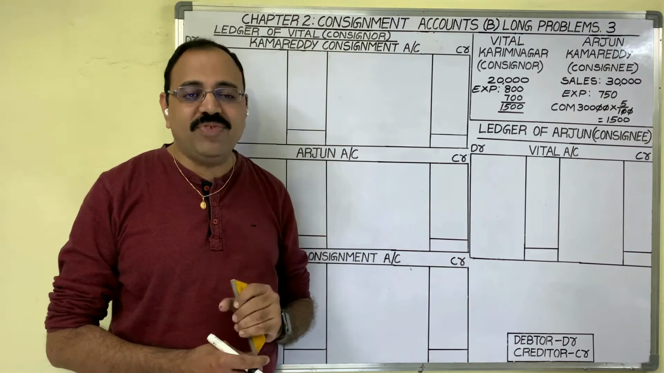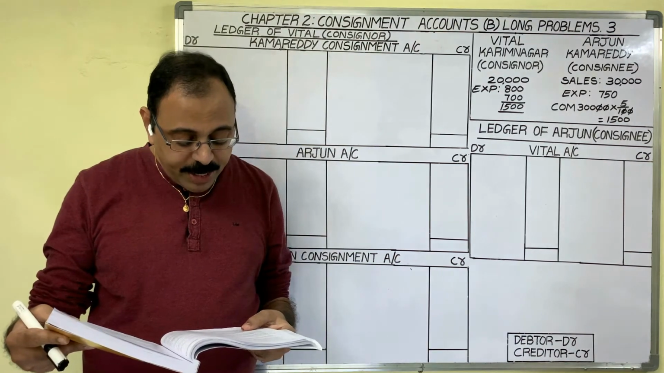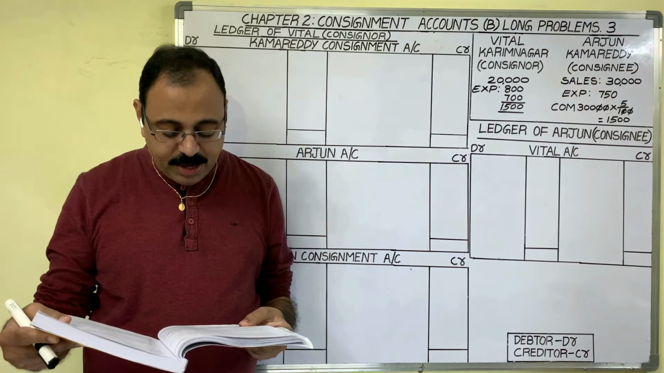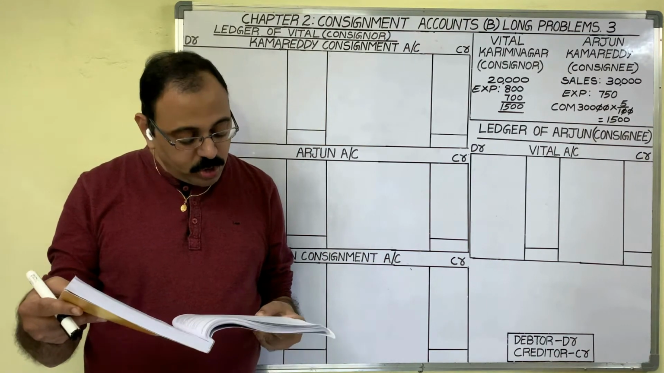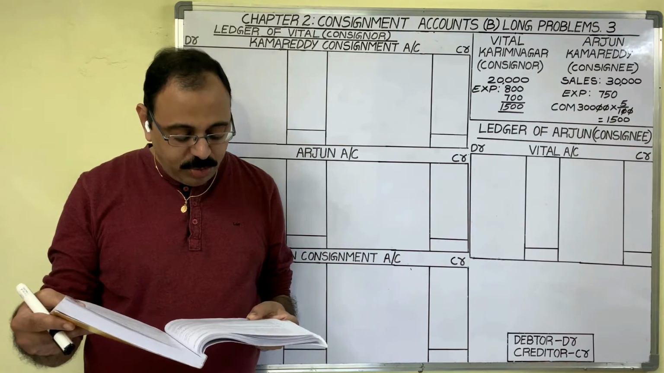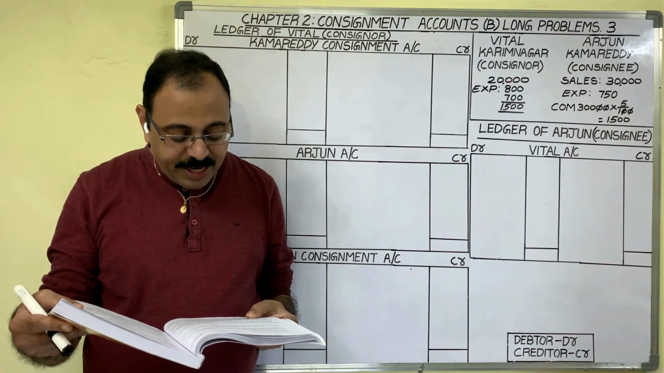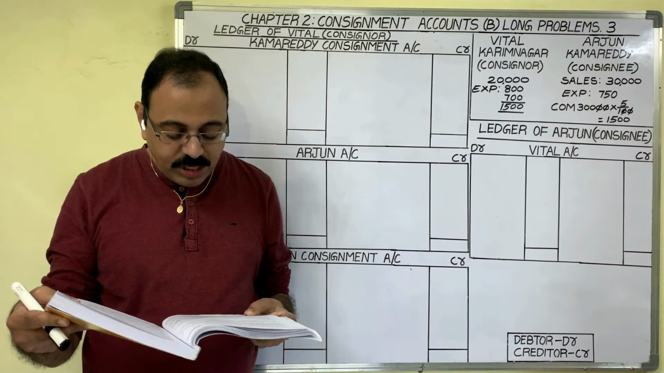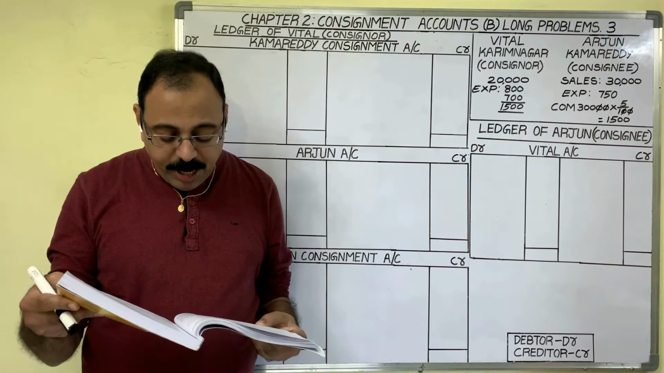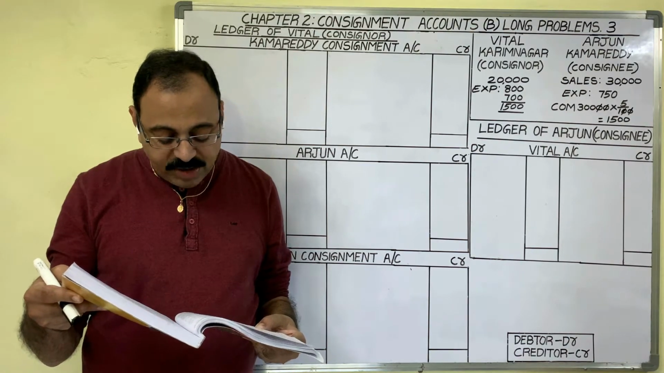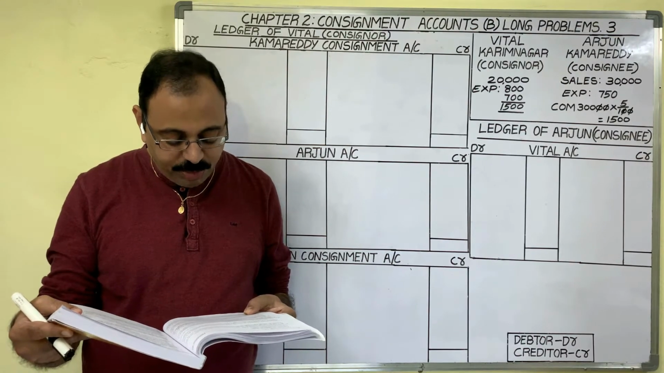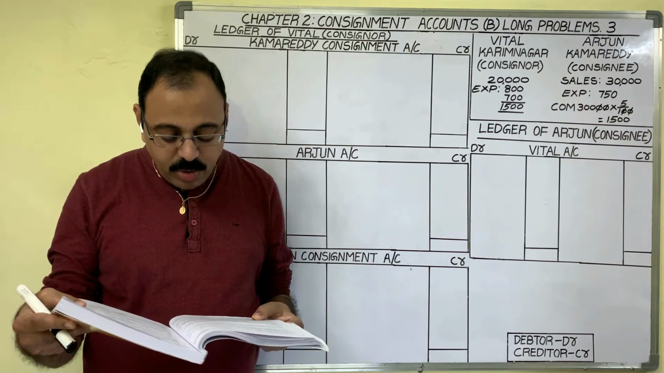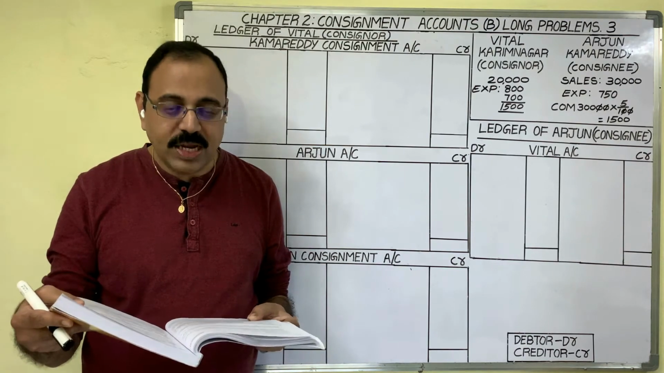Let us see the question first. Arjun of Kamareddy and Vittal of Karimnagar are in consignment business. Vittal sent goods to Arjun worth 20,000 rupees. Vittal paid freight 800, insurance 700. Arjun met sales expenditure 750. Arjun sold the entire stock for 30,000 rupees and he is entitled to a commission of 5% on sales.